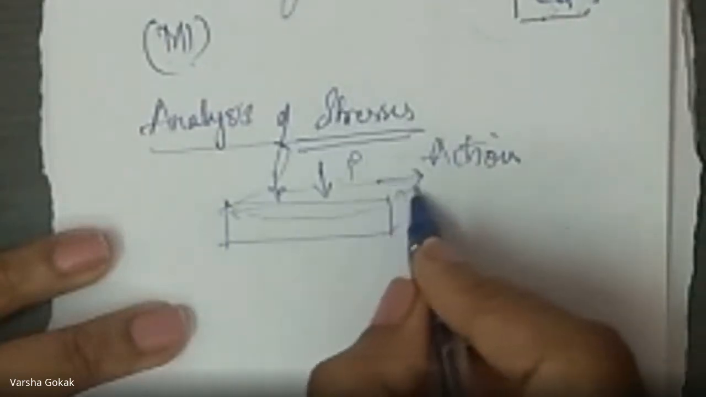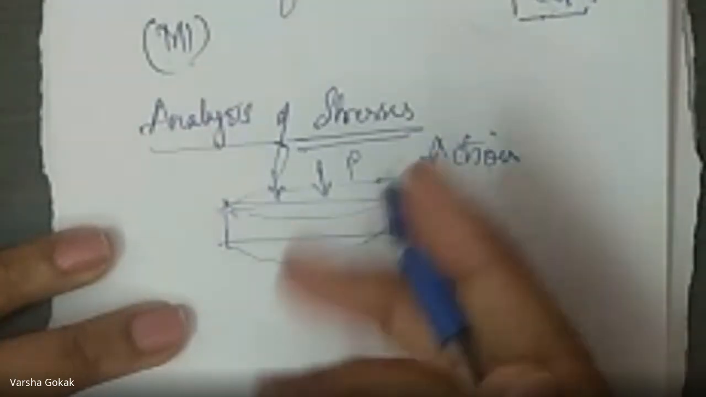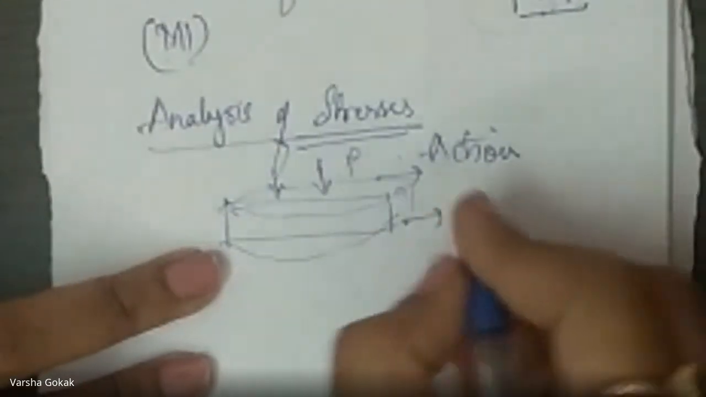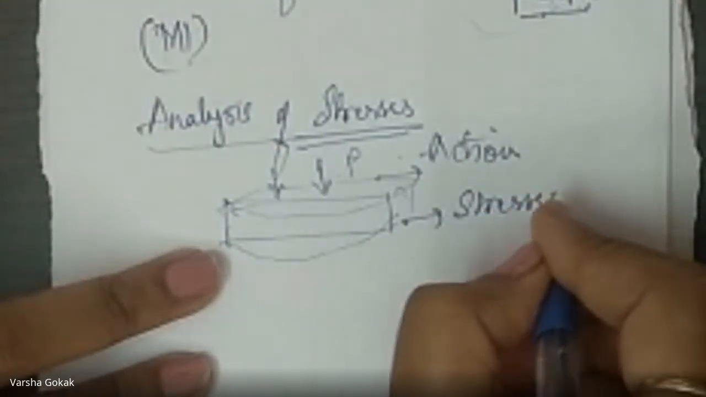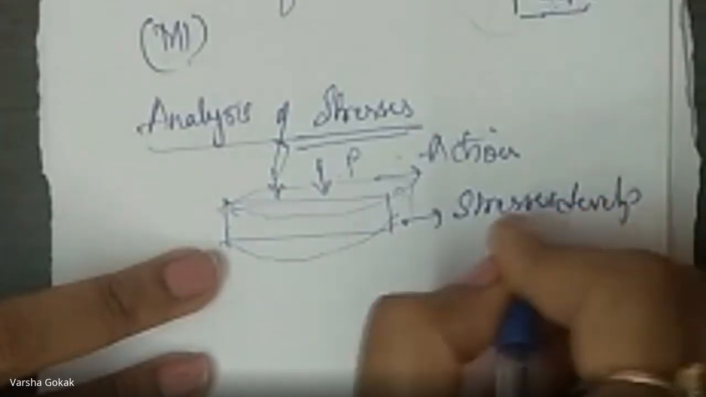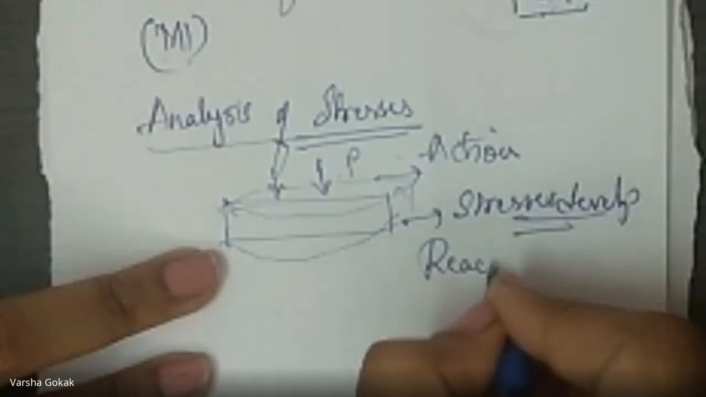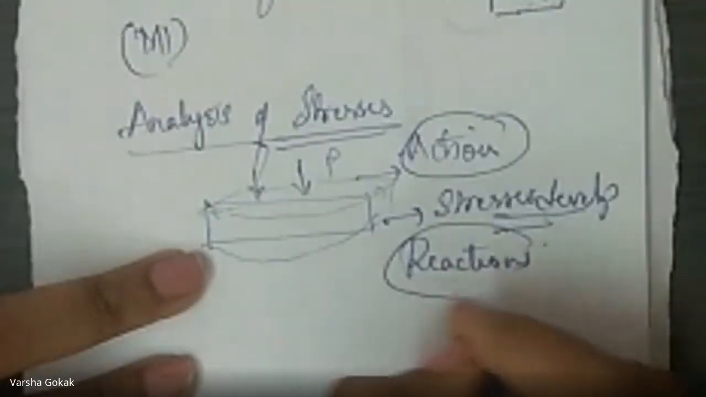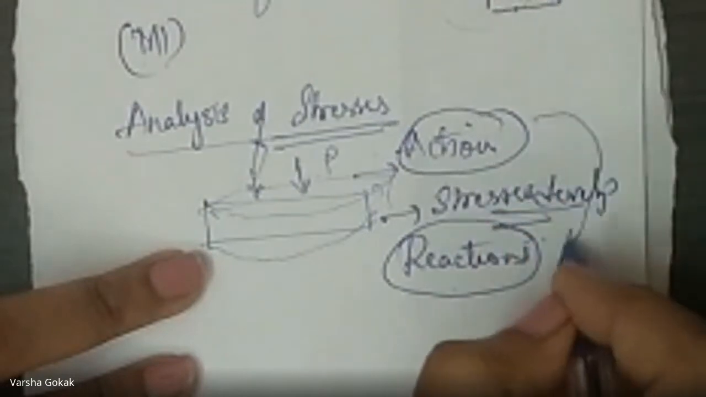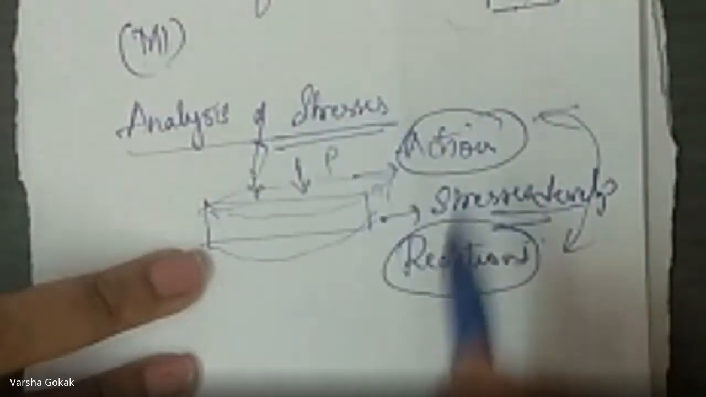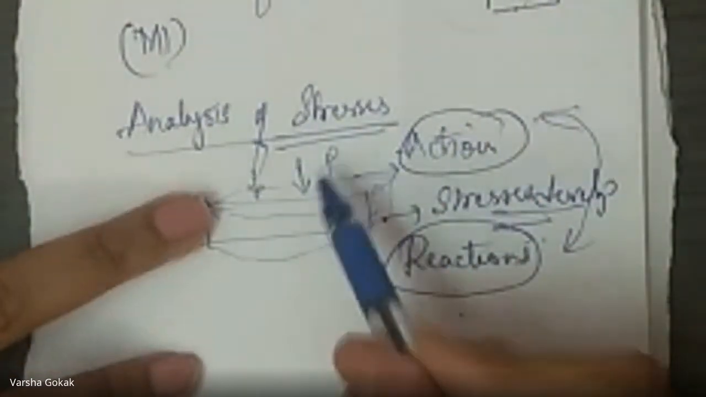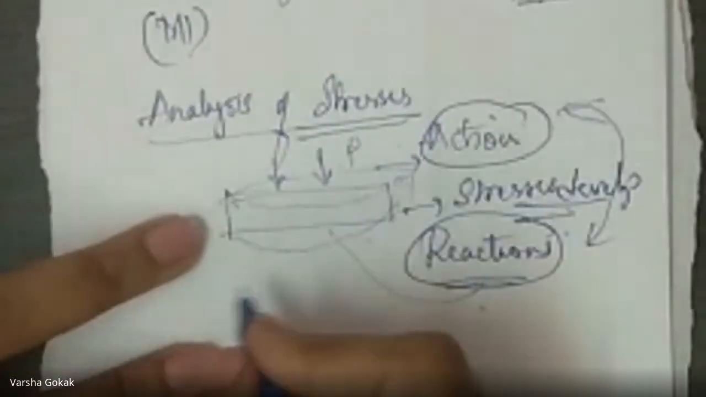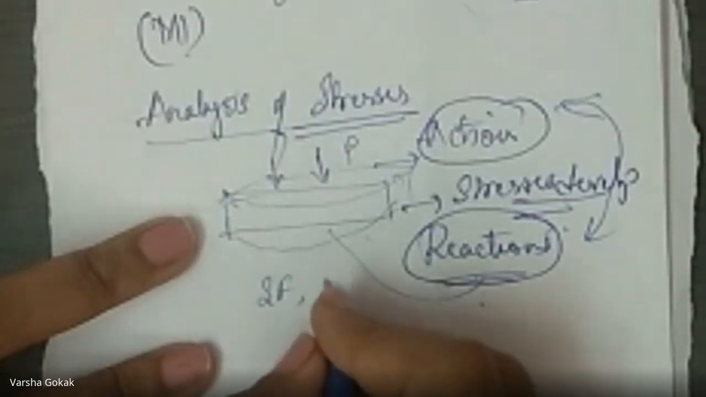So the beam is going to bend like this, right? When it is bending, stresses are developed, and those stresses developed are called the reactions. So your Newton's third law, for every action there is an equal and opposite reaction, holds good even over here. For every action there are going to be some kind of reactions. These reactions that are developed in beams, we call them shear forces or bending moments.